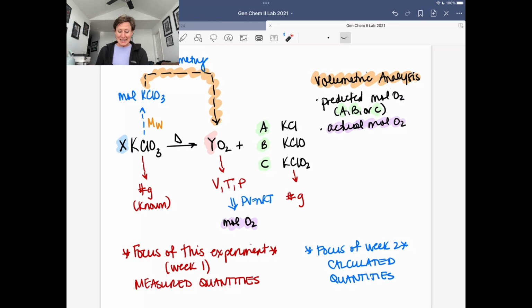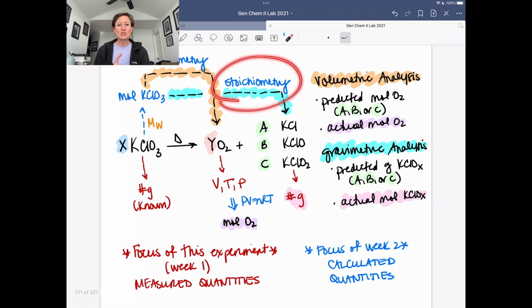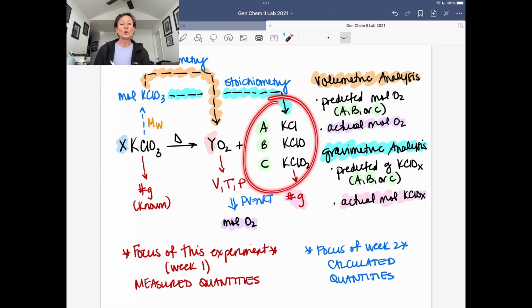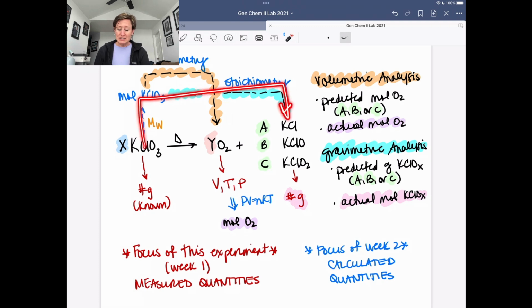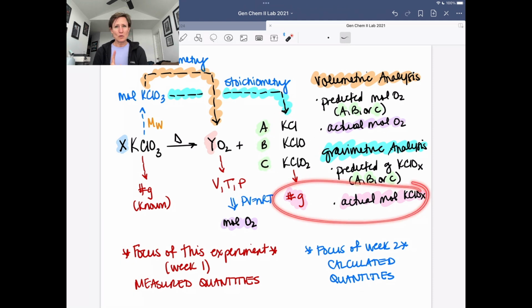Okay, there's going to be a second piece here, and this is also going to be stoichiometry, but now we're not connecting to this product. We're not connecting to the oxygen gas that's liberated as a product. Rather, we're looking at the mass of the potassium salt that we make. So similar kinds of analysis here. This is called gravimetric, gravity meaning like weight and so forth. We're going to measure something. We can use stoichiometry to predict the amount of each of these different salts that we'd make in terms of a mass, and then we can compare it to the actual mass that we got.